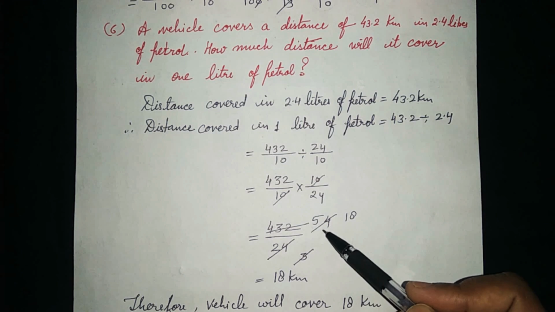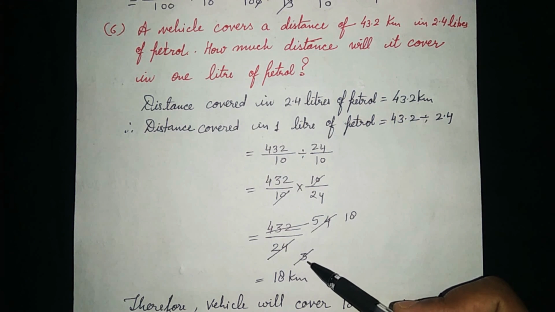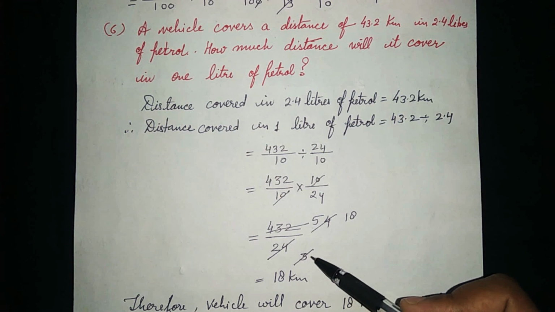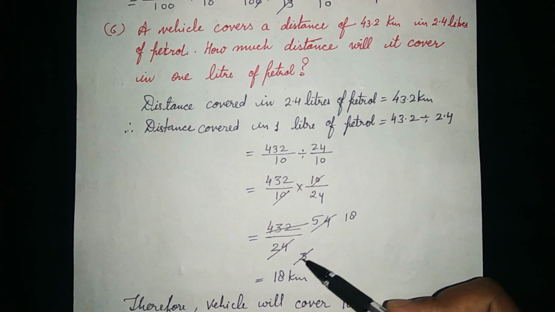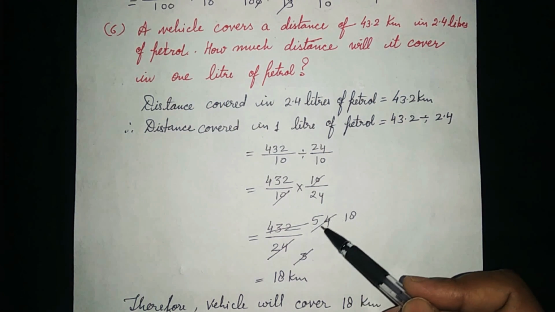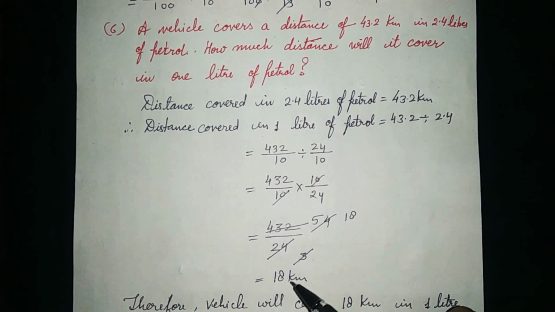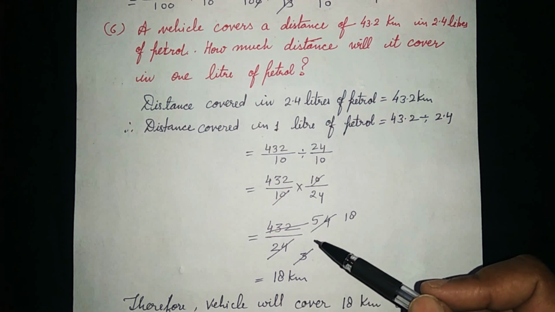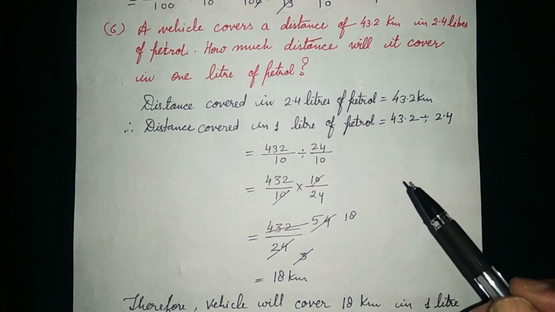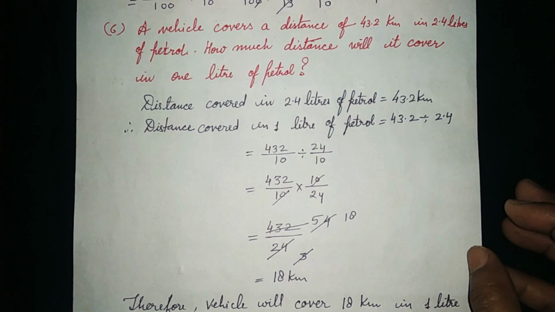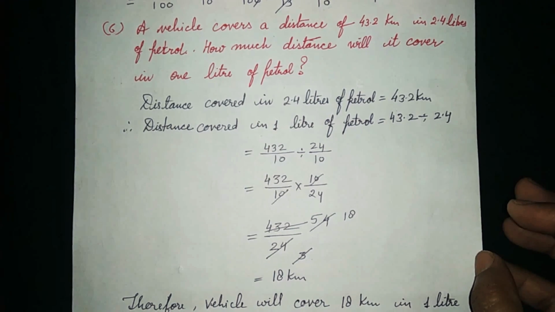54. Now what is here? 54, and what is here? 3. And 54 and 3 we can reduce by the table of 3. 3 1s are 3, and here 54 we will divide by 3. What will come? 18. So the answer will be 18 kilometers. Therefore, the vehicle will cover 18 kilometers in 1 liter of petrol. Now, this chapter is over. Thank you.